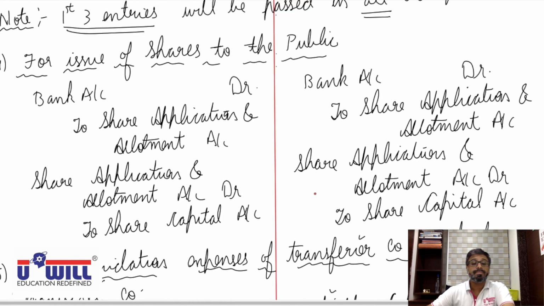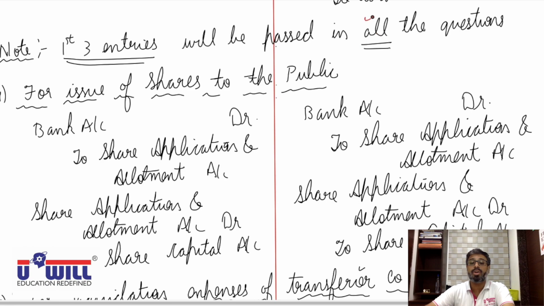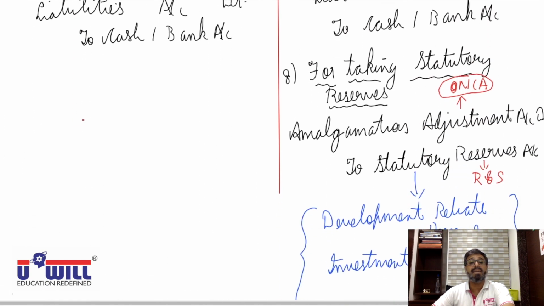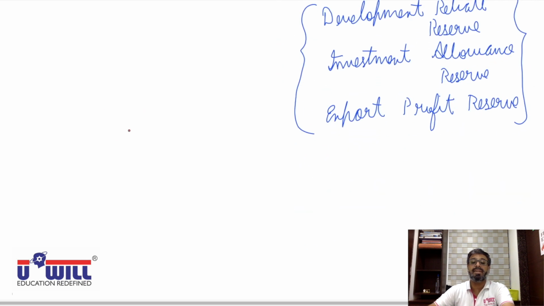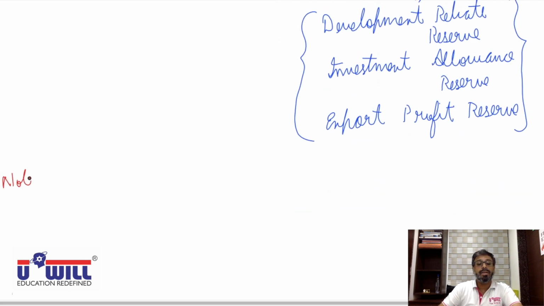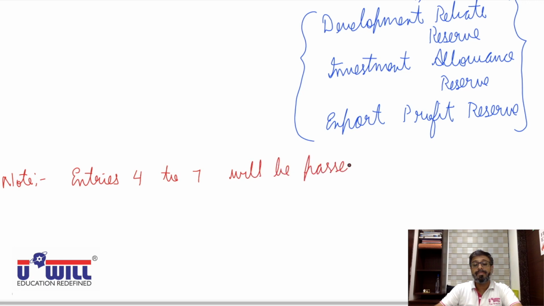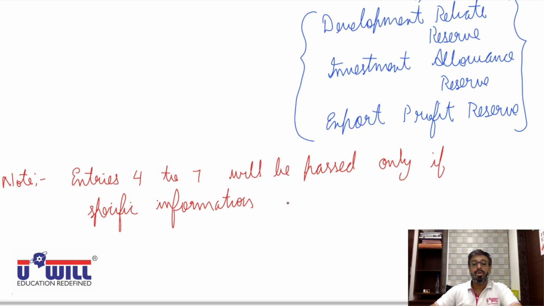One more last thing. We discussed first 3 entries will be passed in all the questions. 4 to 7 entries are passed only if specific information is given in the question. Okay. Entries 4 to 7 will be passed only if specific information is given.